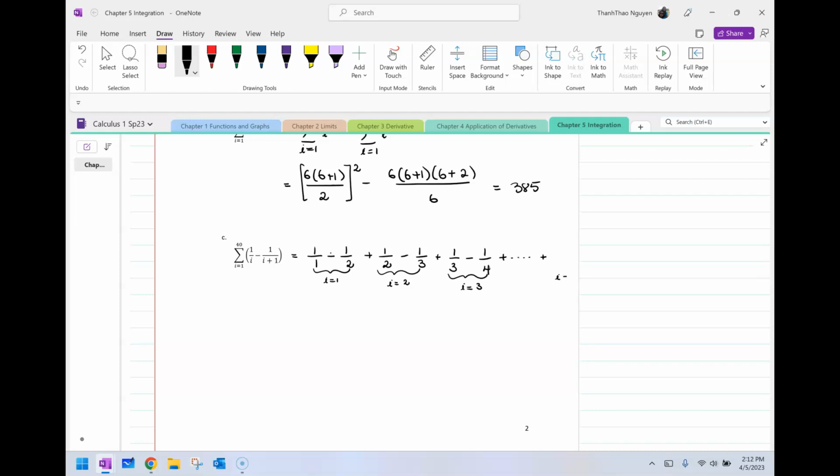So what happens when i equals n minus 1? I'm looking at 1 over n minus 1 minus 1 over n. When i equals n, I'm looking at 1 over n minus 1 over n plus 1. So note that all the terms in the middle cancel out. What you're really left with is 1 minus 1 over n plus 1, where n equals 40. So this is 1 minus 1 over 41. So this is 40 over 41.